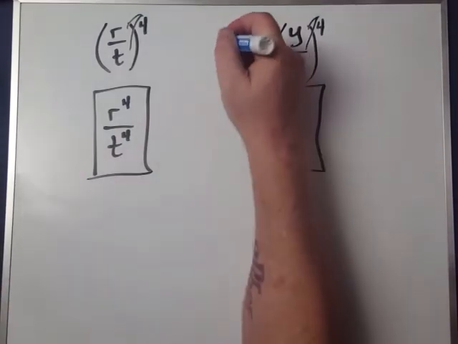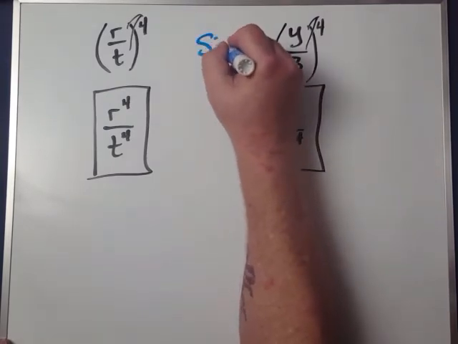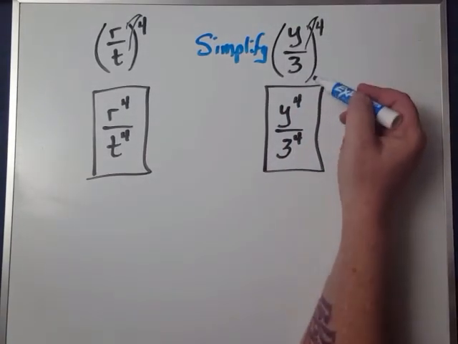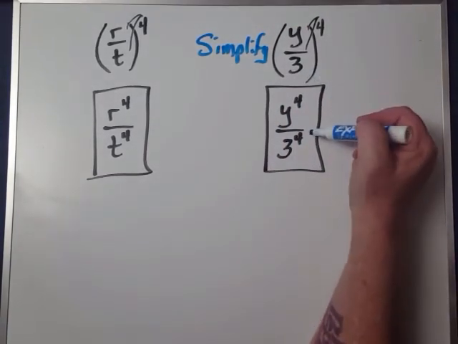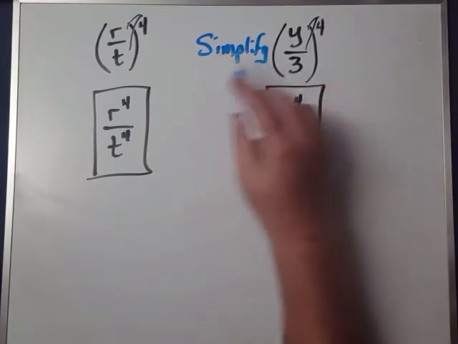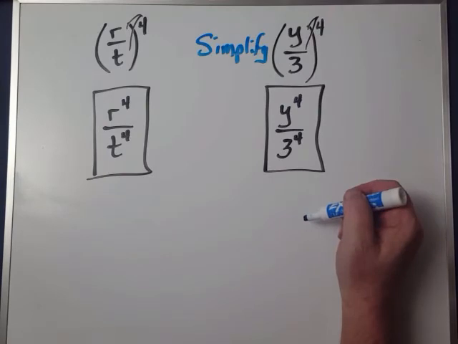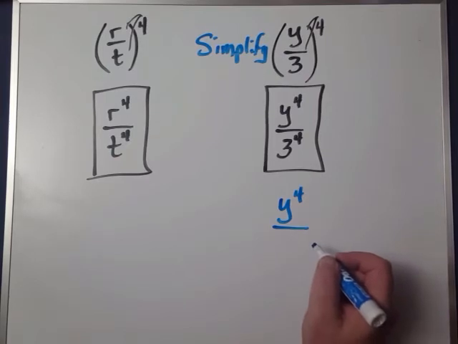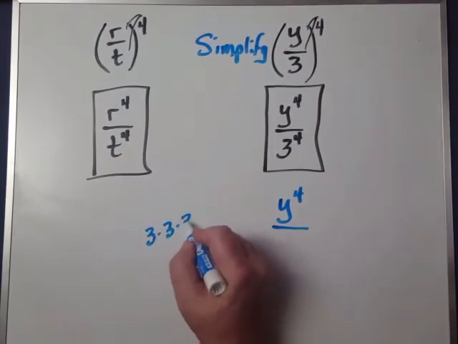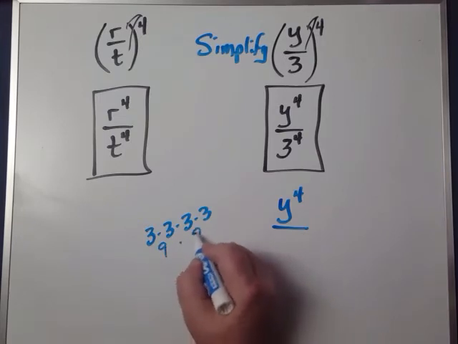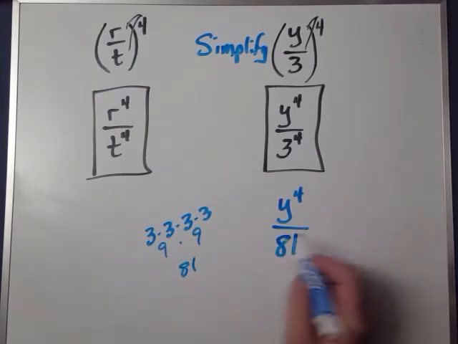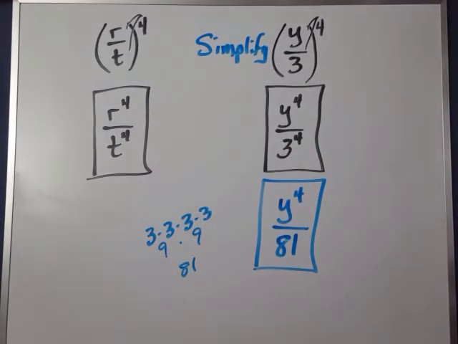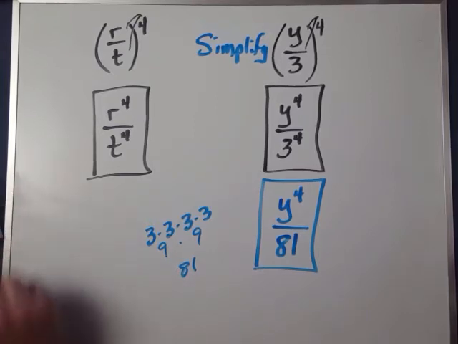However, on a quiz or a test, I'm very likely just to say simplify. In which case, not only would you need to drop the parentheses as we've done here, but you would need to keep going. If all I say is simplify, you've got to crank this out completely. Can't do anything else with y to the 4th, but 3 to the 4th power, 3 times 3 times 3 times 3, isn't that 9 times 9, which is 81? So if I ask you to simplify, I need it finished completely.